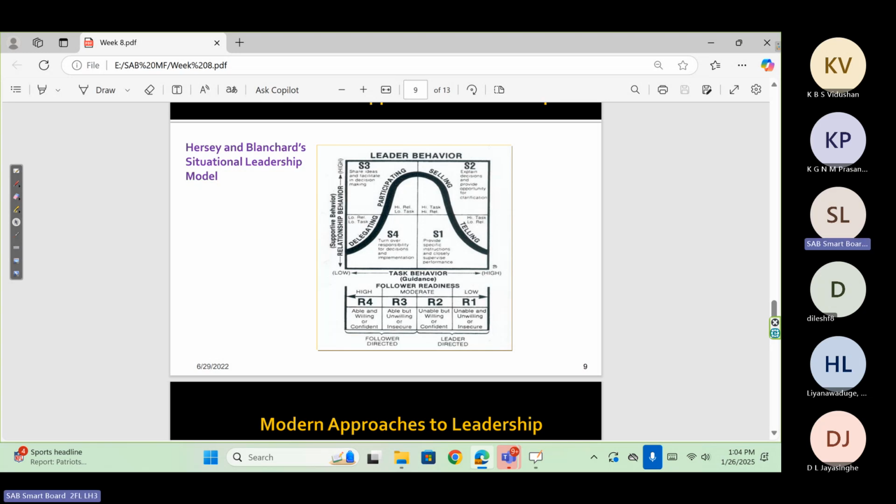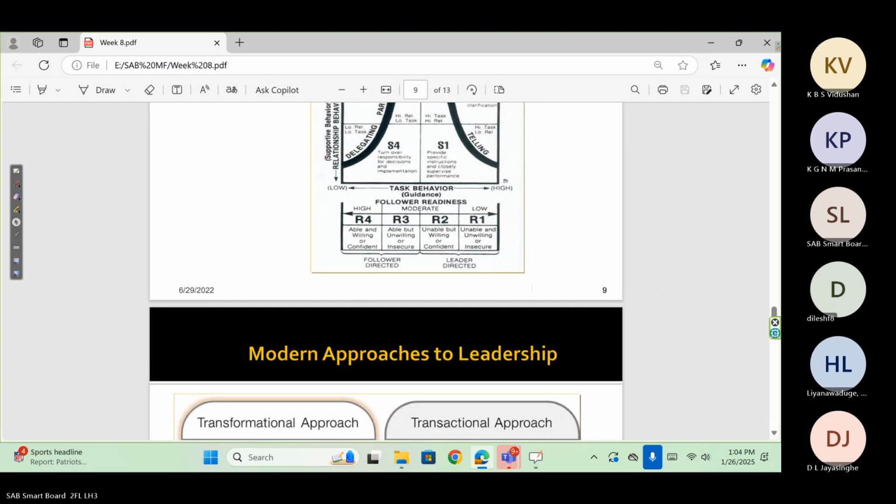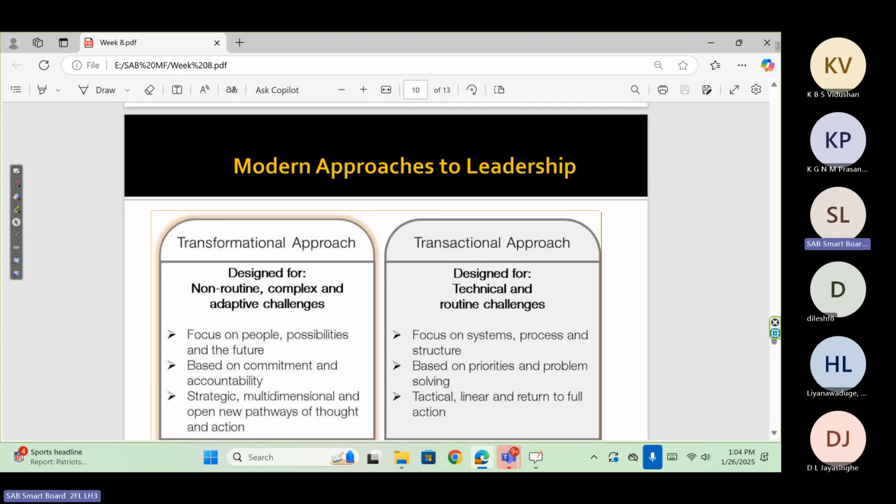More adaptable. But they should understand the importance of knowledge and competence. Right. Now we have come to the last one.